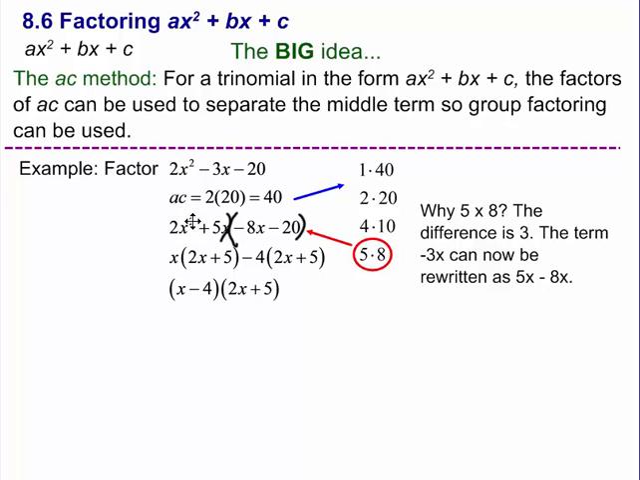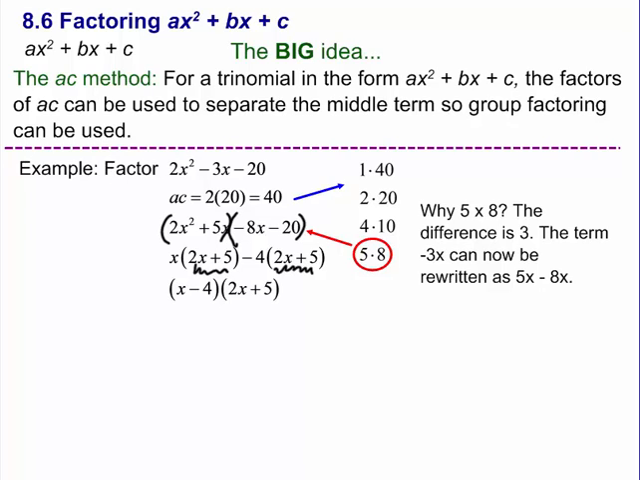I can tear them apart into two separate sections and factor out the greatest common factor, which is x. I get x here. And over here, it's really a negative 4, so I take negative 4 here. I can tell that this has worked when these are exactly the same. When they're the same, I have success. Those are exactly what I'm looking for. So my factors are x minus 4 and 2x plus 5. Those are my factors.